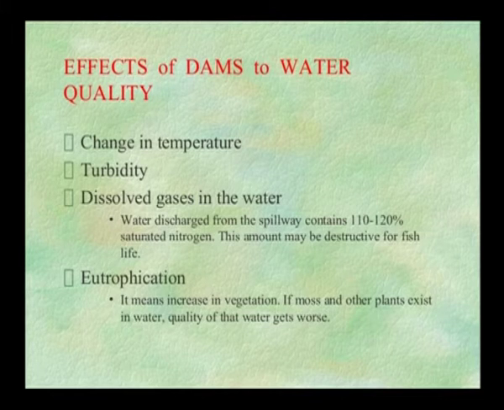Eutrophication means increase in vegetation. If moss and other plants exist in water, the quality of water gets worse, because it is only when the water is running that it is healthy and plant and animal life, that is fishes and other creatures, can survive, because in running water the level of oxygen will be perfect. But if the water becomes clogged with planktons and different kinds of vegetation, the water becomes sluggish, slow, and it will lead to the death of a lot of fishes and underwater life.